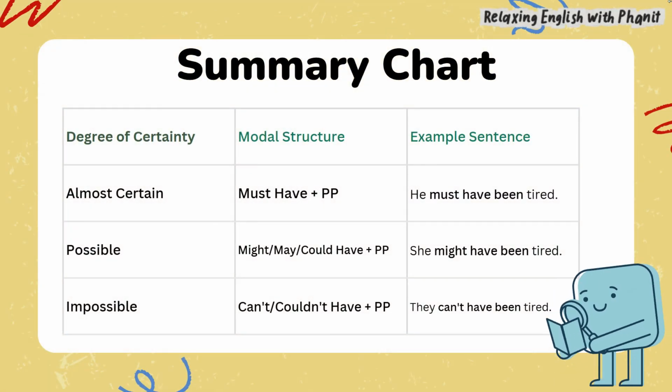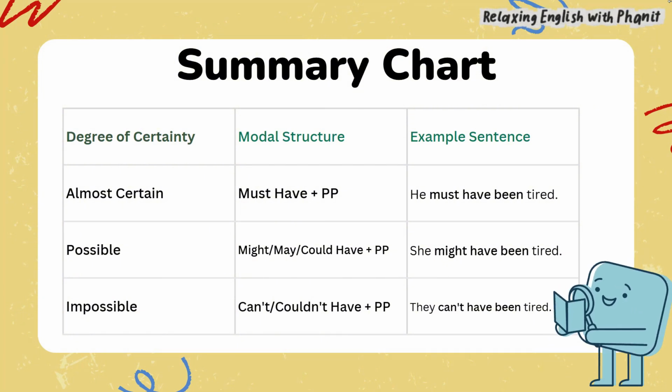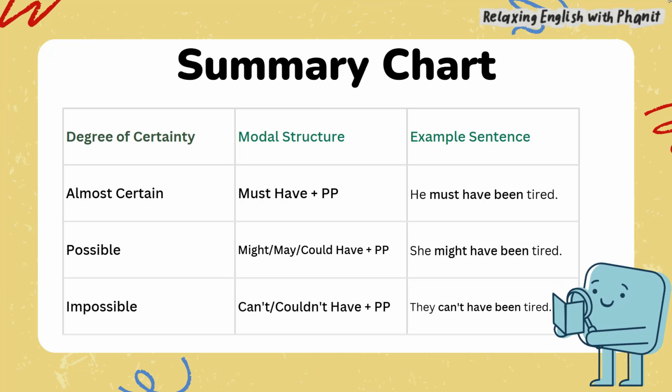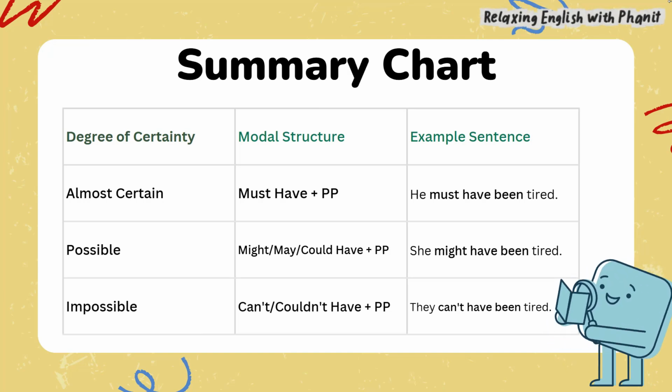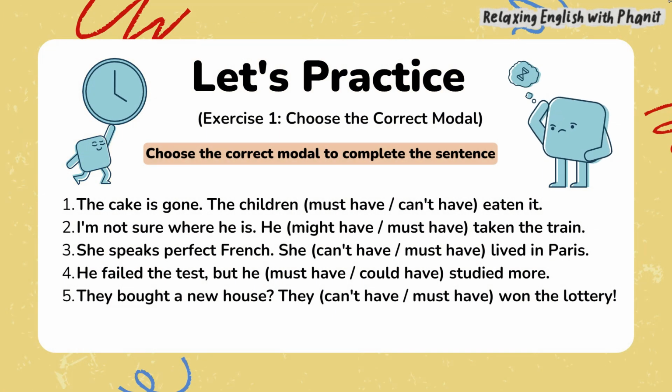So let's quickly recap our detective's toolkit. For almost certain, use must have. For a possible guess, use might, may, or could have. And for impossible, use can't or couldn't have. This chart is your quick reference guide. You might even want to take a screenshot. Alright, time to put on your detective hat.